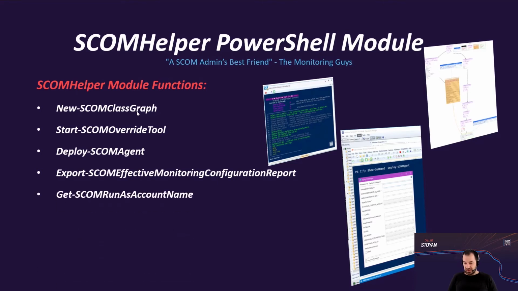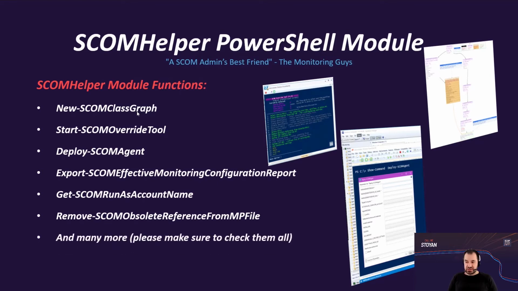There are also some other functions like Get SCOM Run As Account Name, removing obsolete management pack references from files. We all know how painful and, let's say, tricky this can be. This is a great way to do this. And there are also many other functions there, and I'm really recommending you guys take a look at it, test it out. I'm pretty sure you'll love it and you'll start using it right away if you're not doing this already.